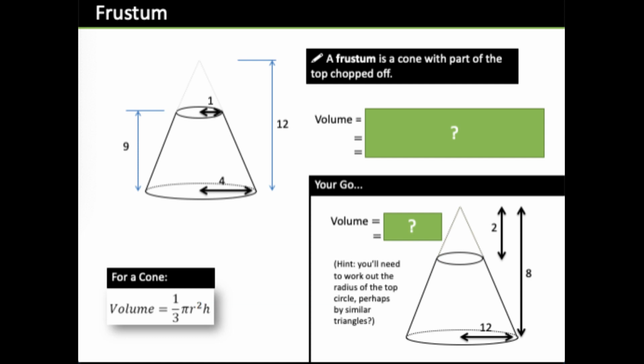So, a frustum is a cone with a part chopped off. Okay? A frustum is a cone with a part chopped off. Now, we've got 2 questions here. I'm going to do both of these because actually this second one's a little bit harder. You've got to spot something with that second one. But let's have a go at this first one first. So this first one is example 2.